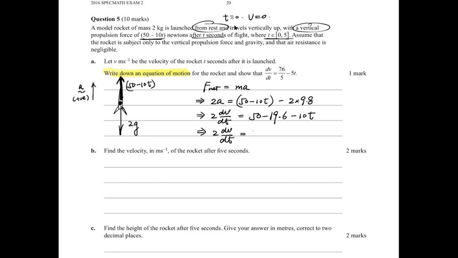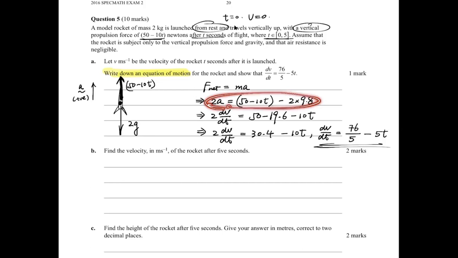So 2 dv/dt will be 30.4 minus 10t, and dv/dt equals 76 over 5 minus 5t, okay? That is how you show the required result, okay? Make sure you start from an appropriate equation of motion like the second line.